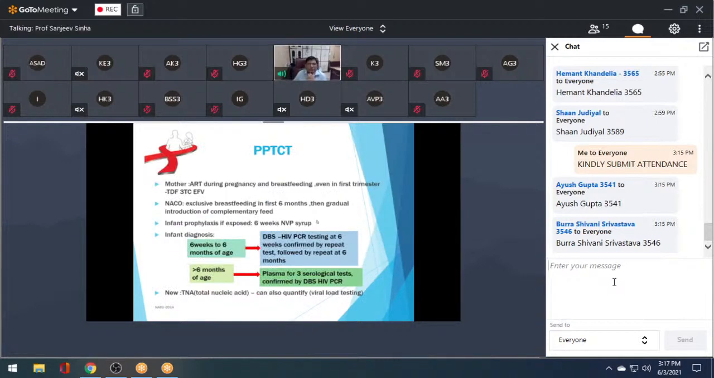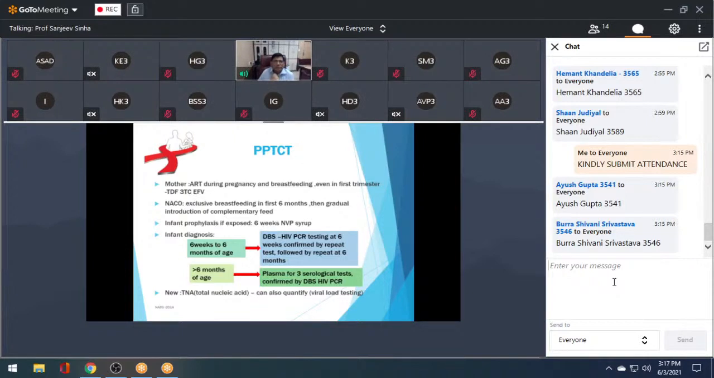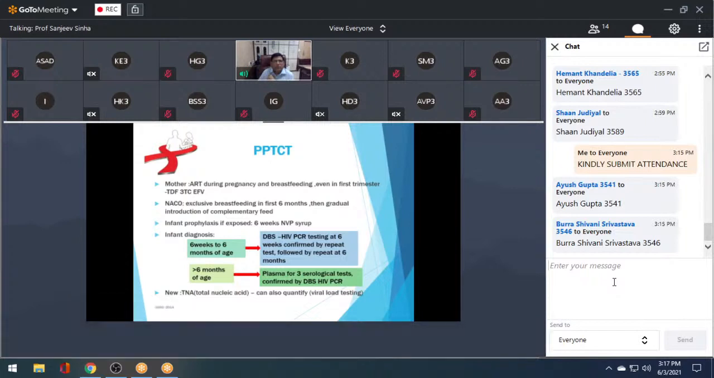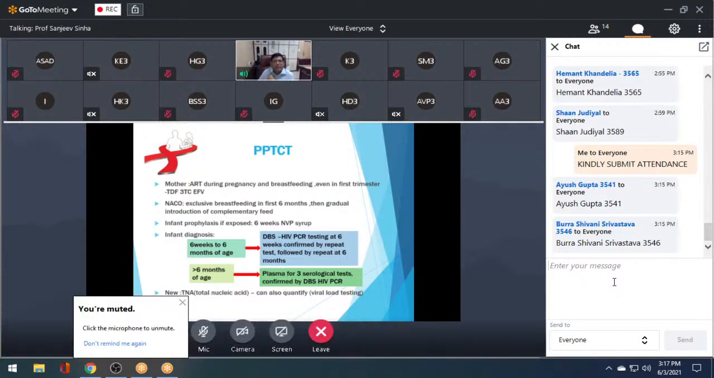And coming to antiviral drugs during pregnancy and breastfeeding in the mother, in the first trimester we now start a combination of tenofovir, lamivudine, and efavirenz. The 3-drug combination is available in a single pill, and we give 1 pill every day to patients who are HIV positive and pregnant. So we give antiviral therapy to all pregnant women irrespective of CD4 count.